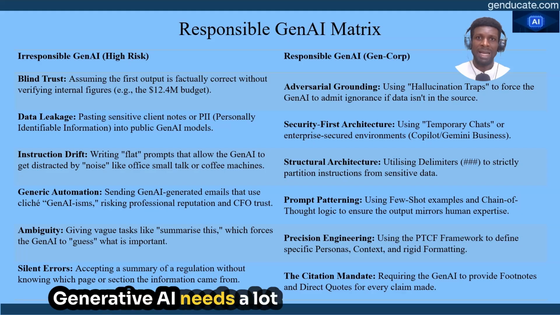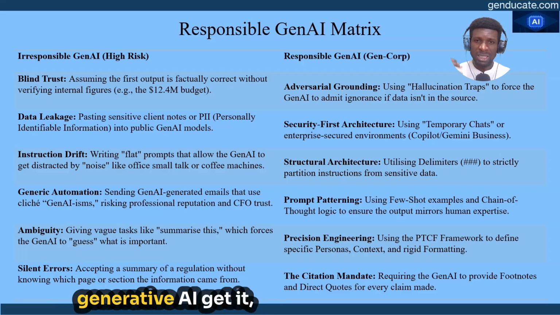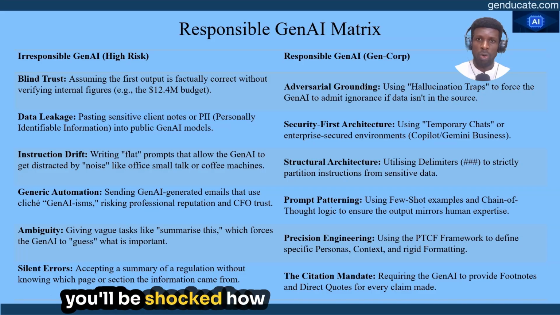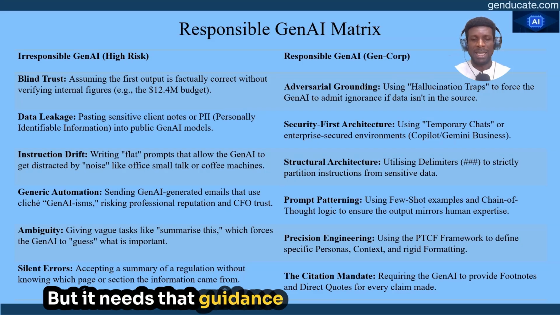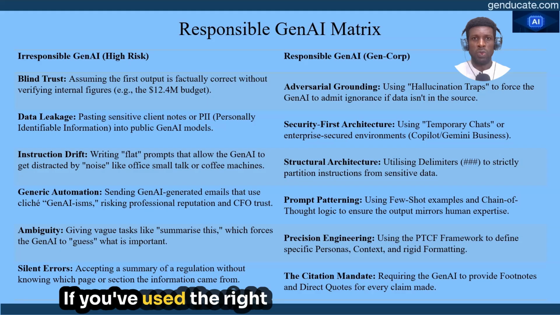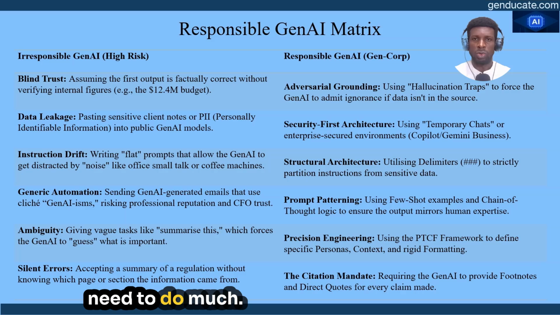The third part is to avoid imprecise prompts and use delimiters and give generative AI specific guidance. Generative AI needs a lot of guidance, especially when you start using it for something new. When you guide it, say the first few times, once generative AI gets it, you'll be shocked how well it continues to create the same thing. But it needs that guidance at the beginning. First, second, third. If you've used the right prompt and you've guided it properly, by the third time you're getting excellent content. You wouldn't need to do much. You just repeat the process and continue.